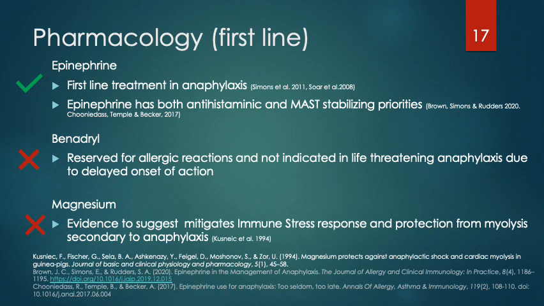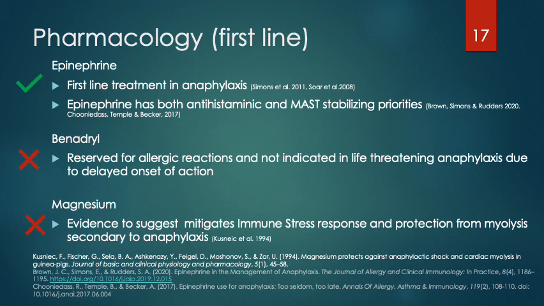Reiterating some of the key clinical interventions when presented with distributive shock secondary to anaphylaxis. First-line pharmacology is epinephrine. This is the first-line treatment in anaphylaxis, and is well supported in all the evidence. Epinephrine has both antihistaminic and mast cell stabilizing properties, also well supported in the evidence. However, something we can continue to educate our colleagues on is to bust the myth of Benadryl. Benadryl, or diphenhydramine, is reserved for our allergic reaction patients, and it's not indicated in life-threatening anaphylaxis due to its delayed onset of action.